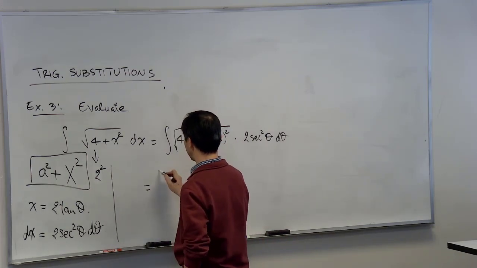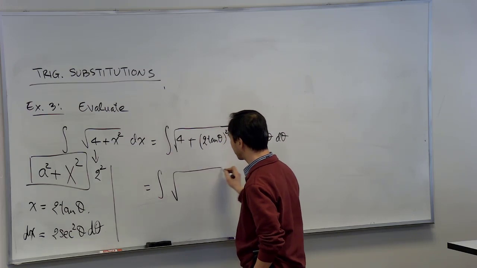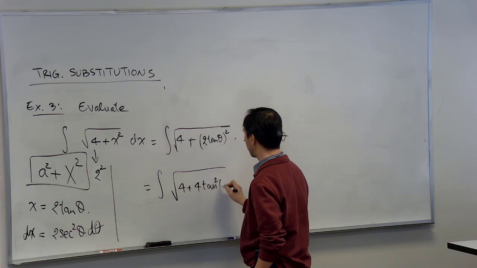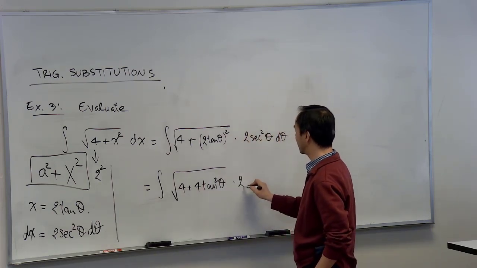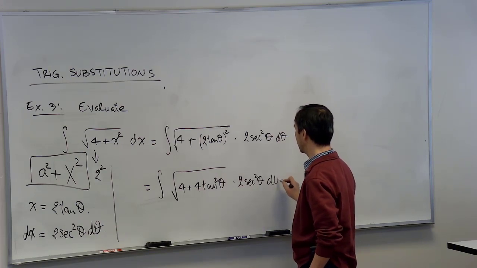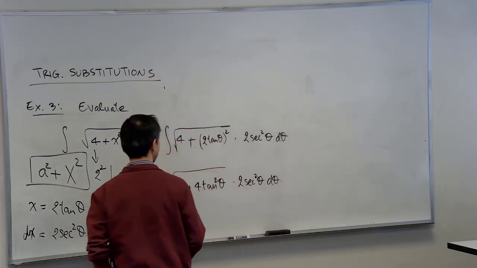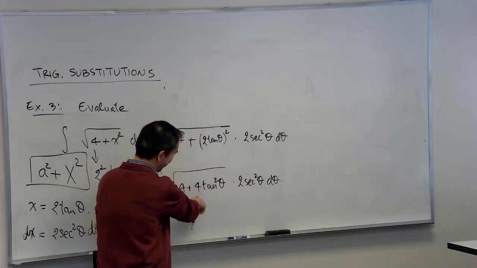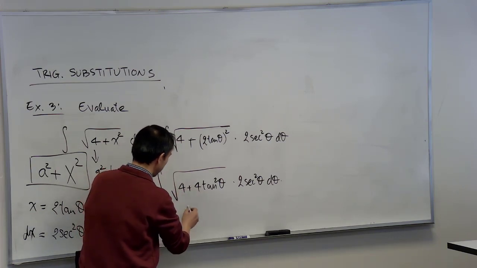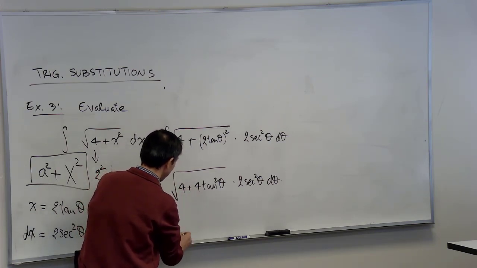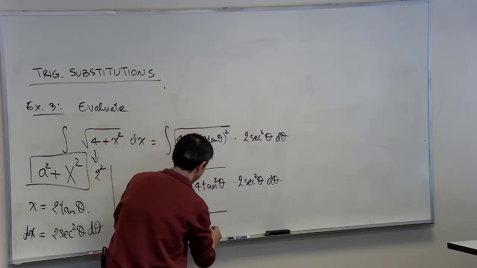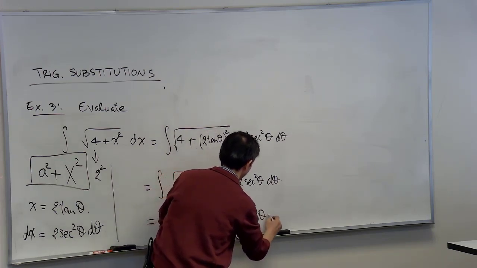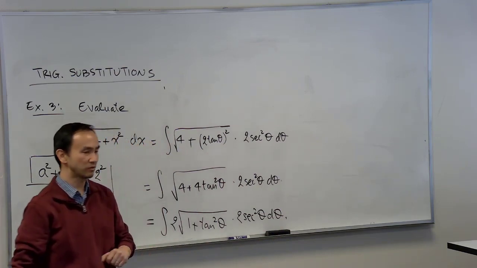Now the integral in the next step becomes the square root of 4 plus 4 tangent squared θ, and then times another 2 secant squared θ dθ. In that way, I now have a common factor of 4, so I can factor that out and pull it out of the square root. That makes it 2 times the square root of 1 plus tangent squared of θ, and then multiplied by the other 2 secant squared of θ. Okay. Would anyone like to ask me any question?